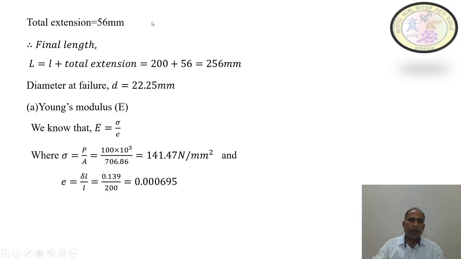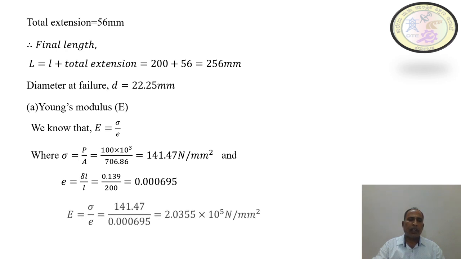The change in length will not be taken as 56 mm. This is the total extension of the bar up to the proportional limit. The change in length will be 0.139 divided by the original length, or gauge length, 200. Therefore 0.000695 is the strain occurred up to the proportional limit. So Young's modulus is equal to sigma by E, that is 141.47 divided by 0.000695, that is 2.0355 into 10 raised to 5 Newton per mm square. So this is the value of Young's modulus.